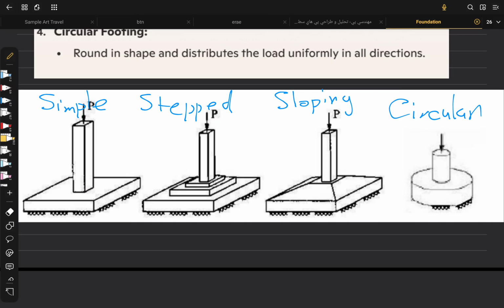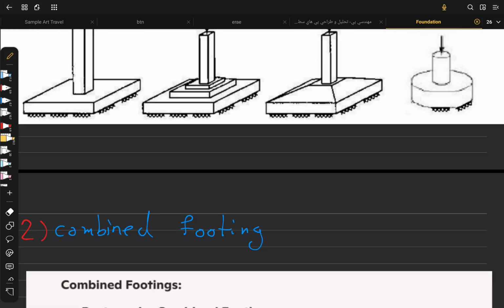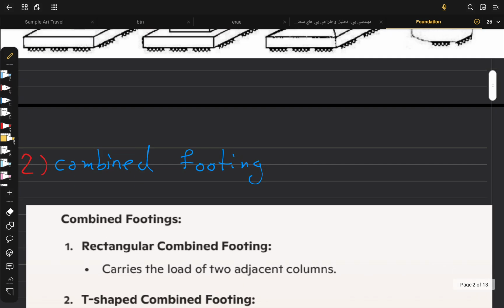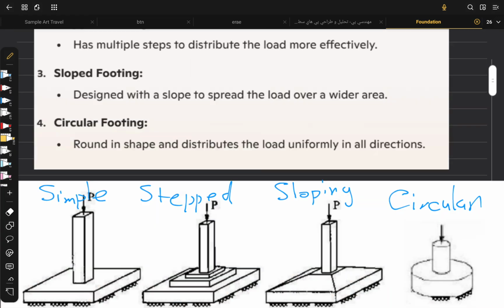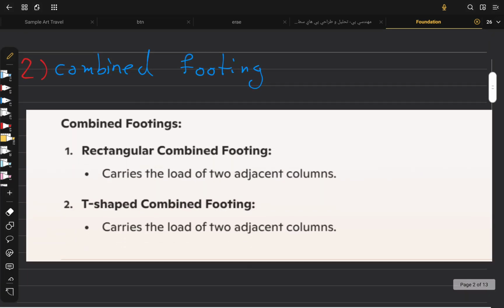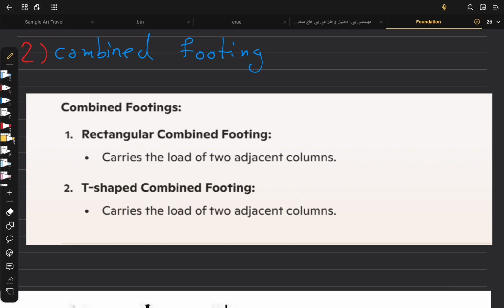Okay, as we can see, we have sloping footings, circular, stepped, and simple. They are really easy to understand and don't need me to give you any more description. But we also have spread footings and combined footings. Combined footings are rectangular. Combined footings carry the load of two adjacent columns. T-shaped combined footings also carry the load of two adjacent columns.